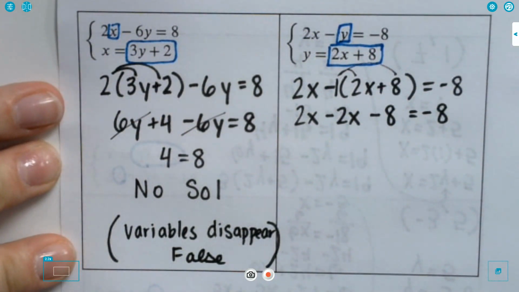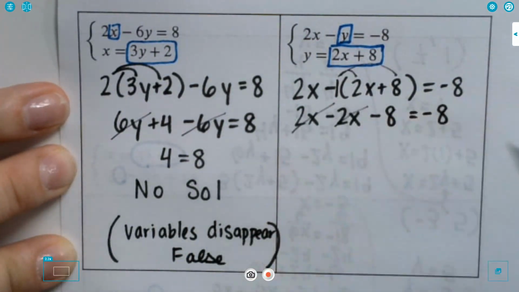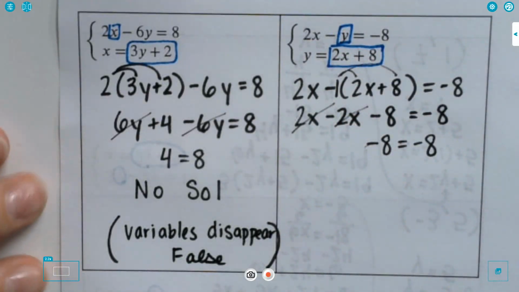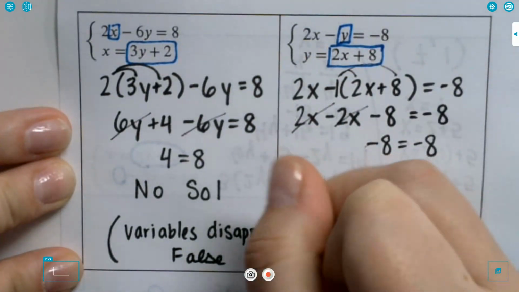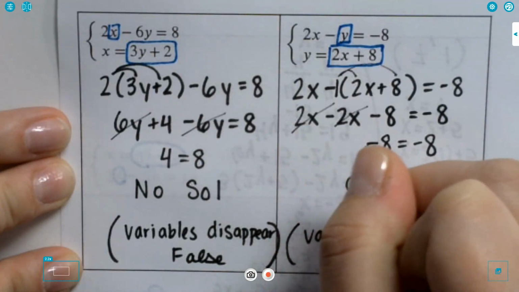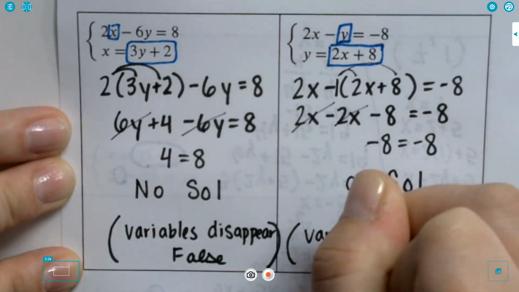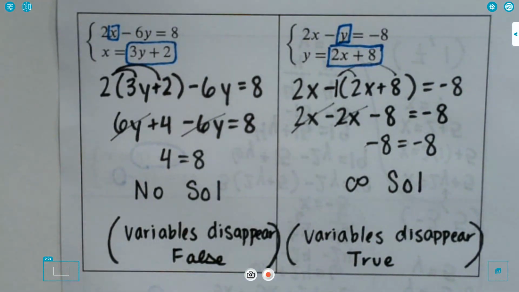Once again, we go to combine like terms, and they cancel out. That 2x minus 2x cancels out. So those guys cancel, and we just have negative 8 equals negative 8. Negative 8 does equal negative 8, so this is a true statement, meaning we are going to end up having infinite solutions. So our variables disappear, and that is a true statement. And that is why it is infinite solutions. You can use an infinity sign or an INF.